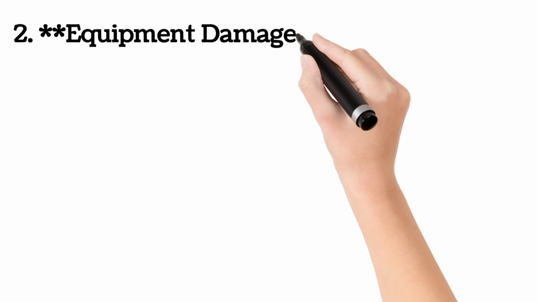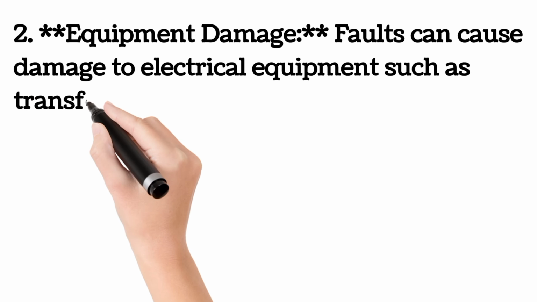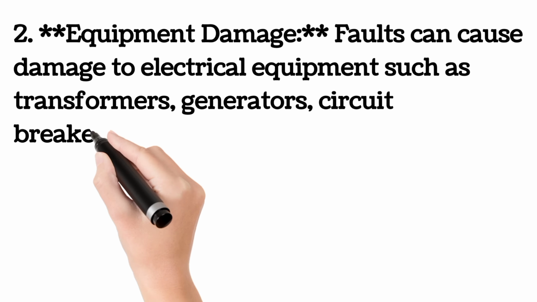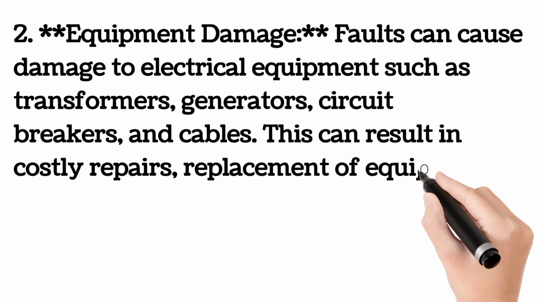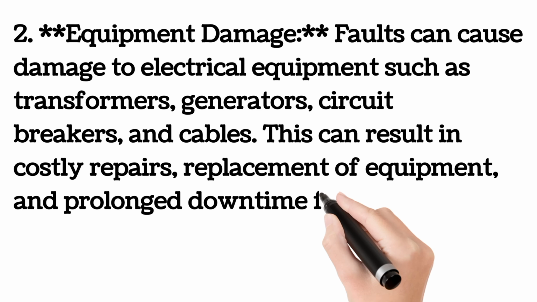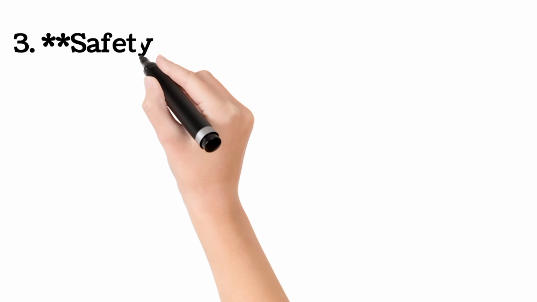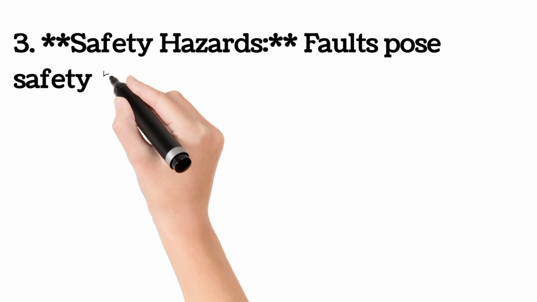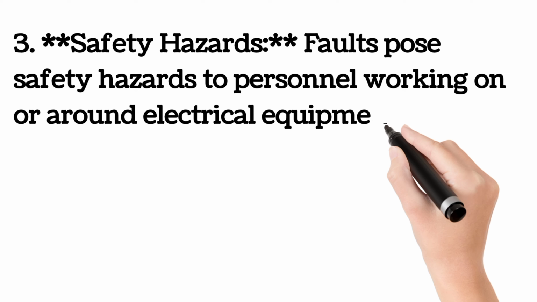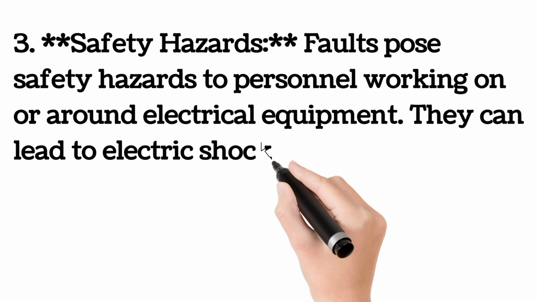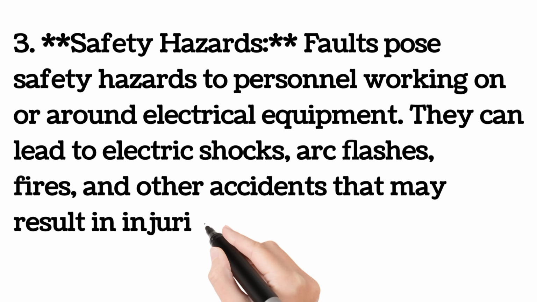2. Equipment damage. Faults can cause damage to electrical equipment such as transformers, generators, circuit breakers, and cables. This can result in costly repairs, replacement of equipment, and prolonged downtime for maintenance and restoration. 3. Safety hazards. Faults pose safety hazards to personnel working on or around electrical equipment. They can lead to electric shocks, arc flashes, fires, and other accidents that may result in injuries or fatalities.